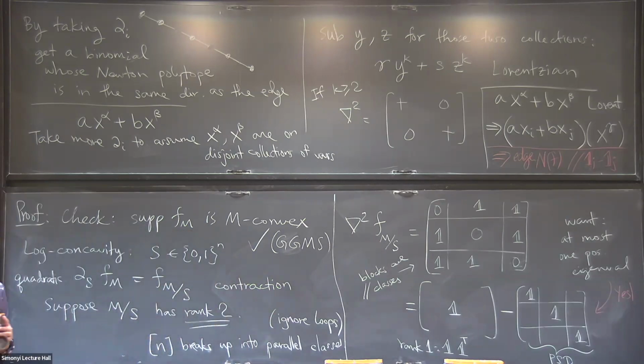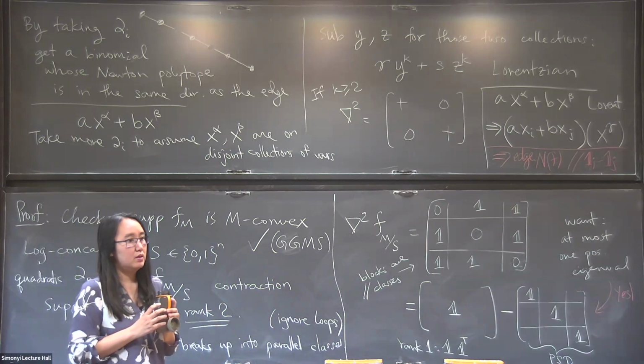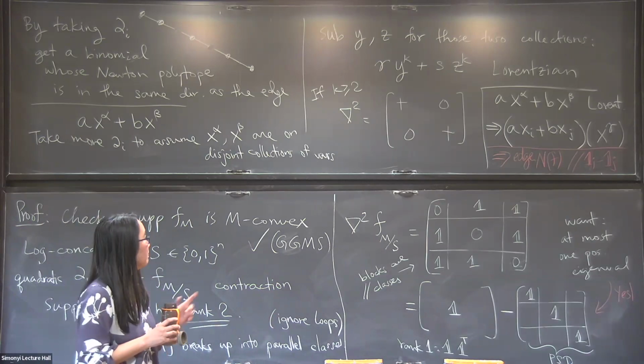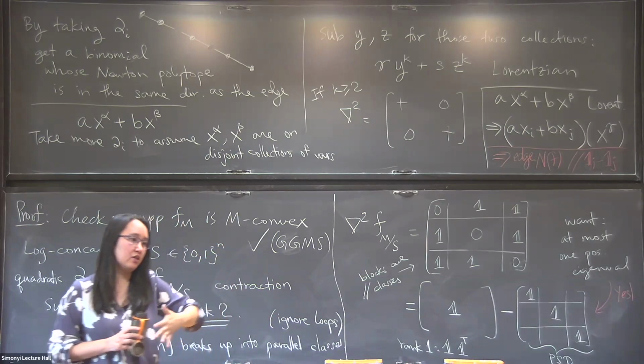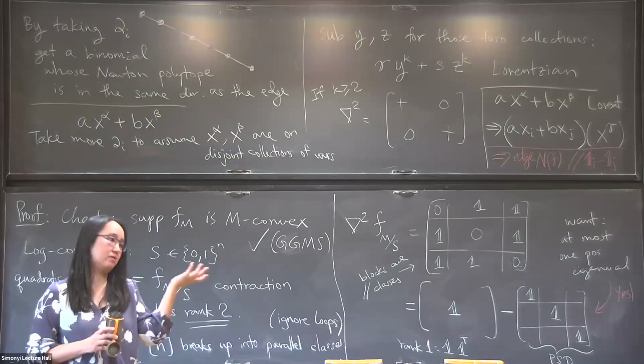Just to confirm, we're taking the convex hull in R^n, right? Yes, convex hull in R^n. But in these cases, because we're talking about homogeneous polynomials, they live in a lower dimensional plane, but yes, convex hull.